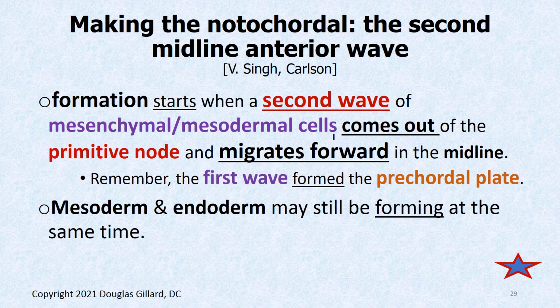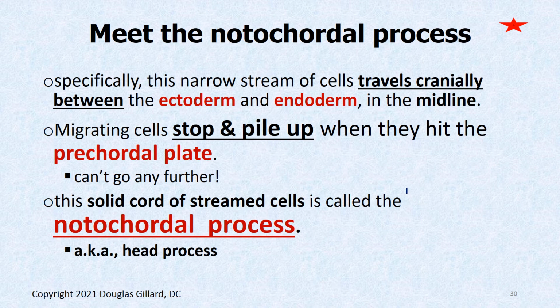But this second wave goes straight forward, hits the first stream of waves, which formed the prechordal plate. Remember that? And the second wave is going to form the notochord. That's good to know: what the first midline cranial stream of mesenchymal cells formed. The first is the prechordal plate. The second is the important notochord. That forms before the mesoderm and endoderm.